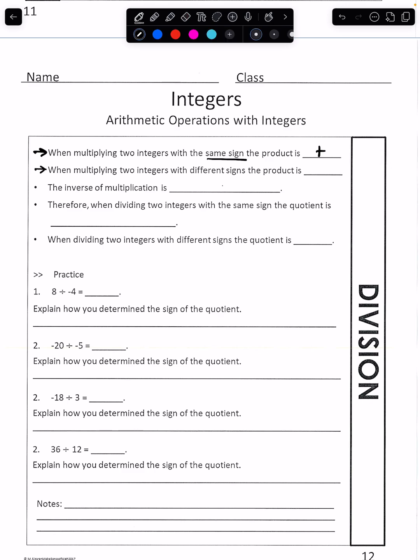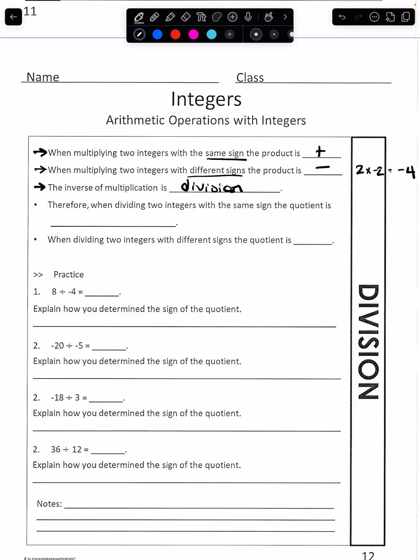Next one, when you multiply two integers with different signs, you'll get a negative number. So for example, if I have 2 times -2, you'll get a -4 because there's no extra negative to cancel out. The inverse, that means the opposite of multiplication, is division. Just like how addition and subtraction are opposite of each other, division and multiplication are inverse, opposite of each other.